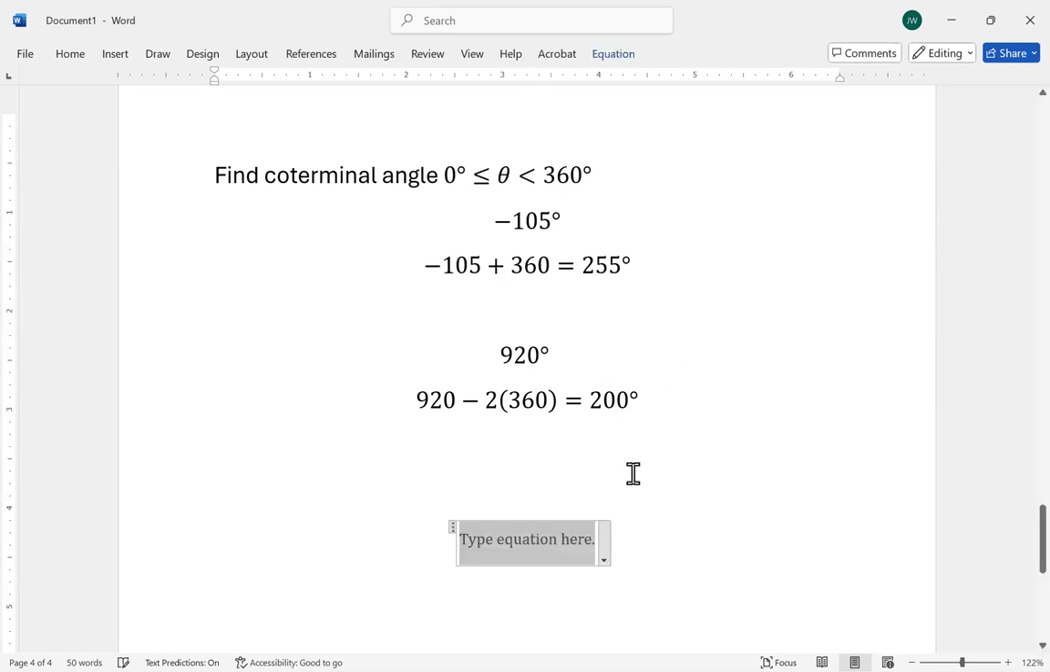And the one we did earlier, 450 degrees, if I subtract 360, that was coterminal with 90 degrees. So that was the previous example. Again, I'm not saying 920 is the same as 200. I'm saying that they are coterminal. So they have the same terminal side.